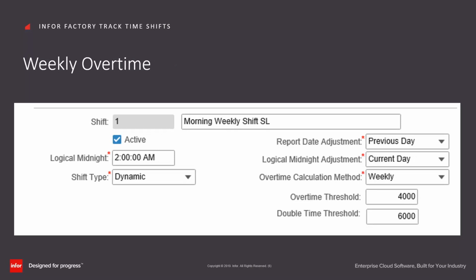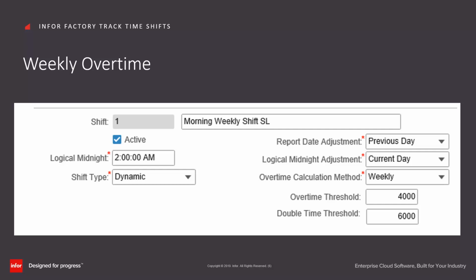The weekly overtime method starts accumulating hours at the beginning of the shift week. When the overtime calculation method is set to weekly, the overtime threshold and double time threshold fields activate. Again, the entries are in hours and minutes, so 4,000 means 40 hours and 6,000 means 60 hours.